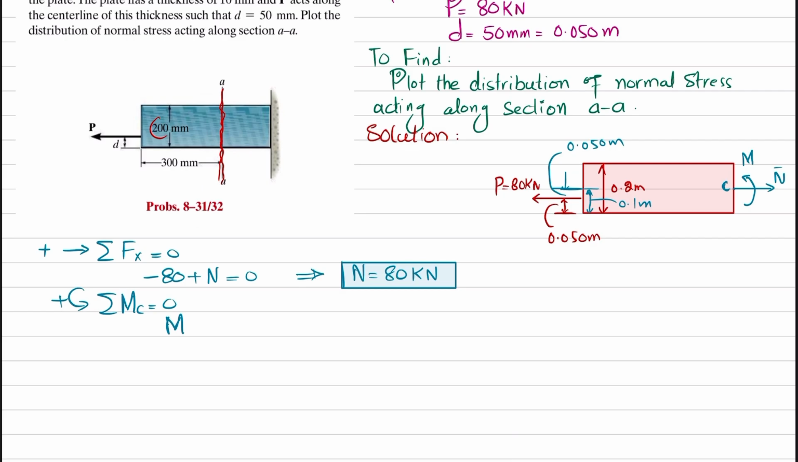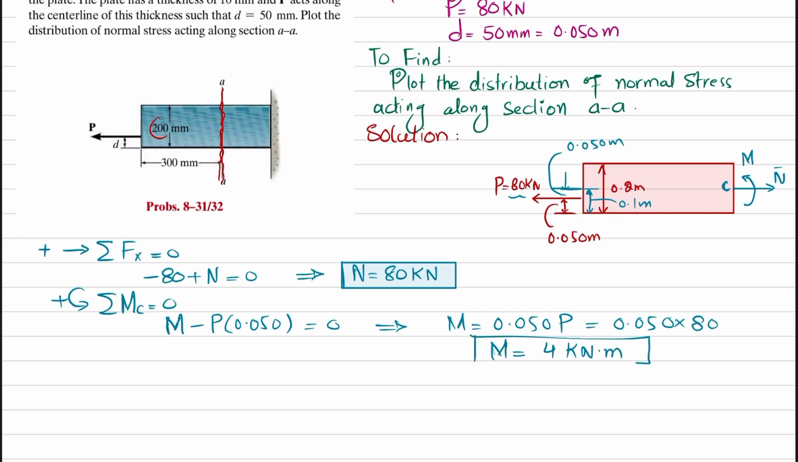So the force is P, and the perpendicular distance is this one. Clear? Because C lies at that point, and it is producing a clockwise moment, so it will be negative. So I will write minus P times 0.050 is equal to 0. From here you will get the moment M equal to 0.050 multiplied by P, and we know that P is given as 80 kilonewton. So the moment will be equal to 4 kilonewton meter. Now you have this moment.